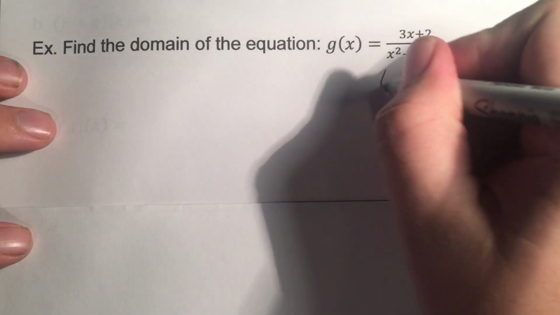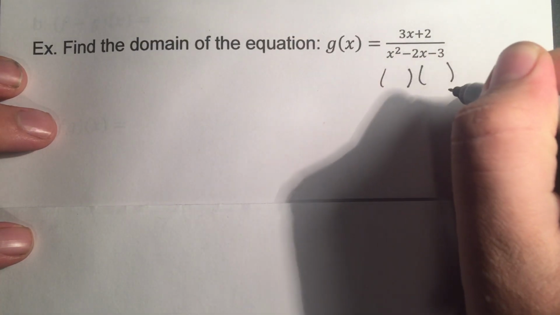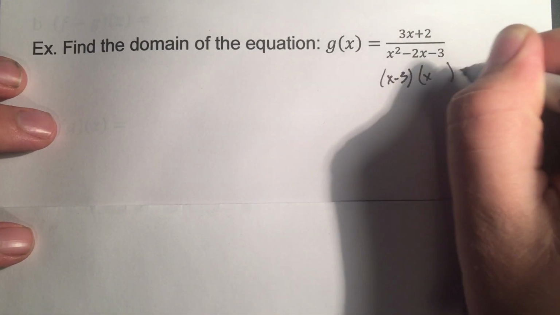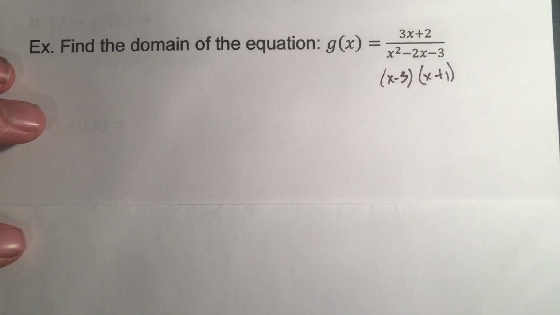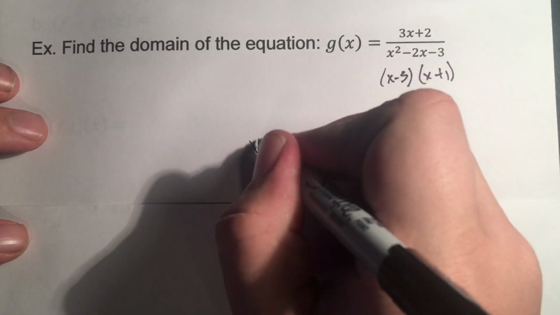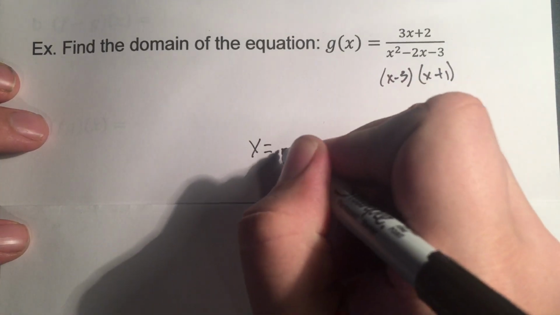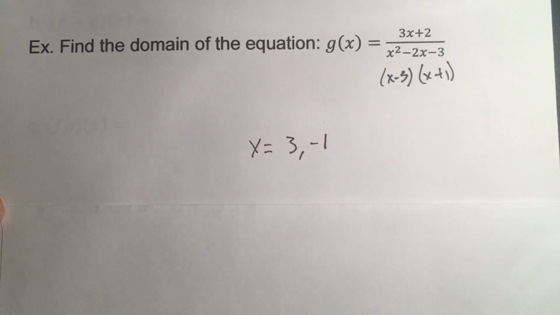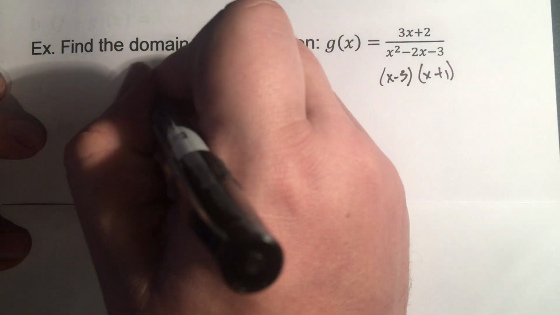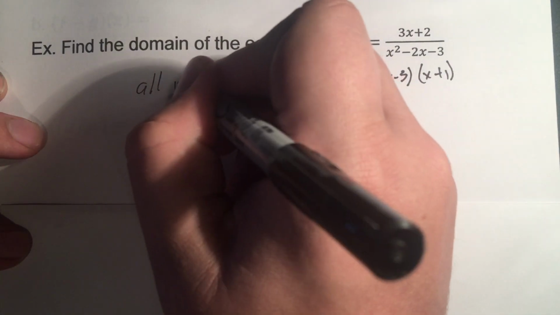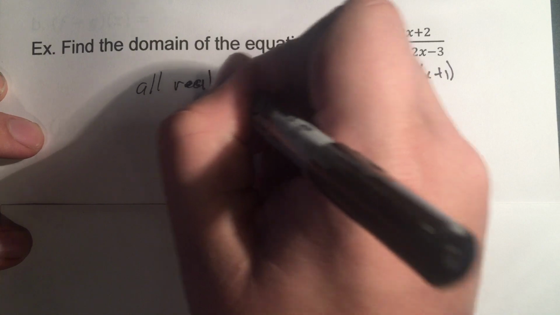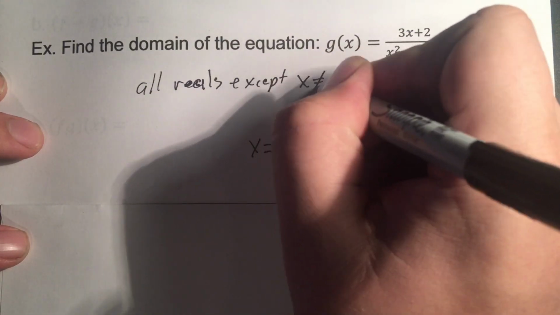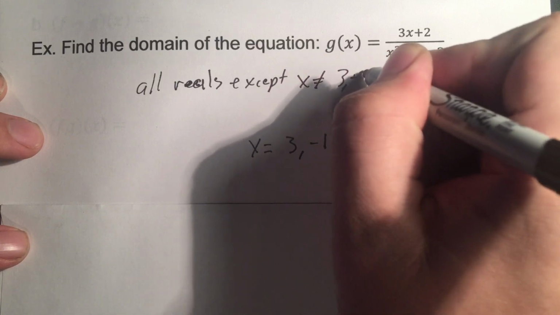So, if we factor this out, we're going to get x minus 3 and x plus 1. So, if we solve those, x would equal 3 and negative 1. So that's what we have to restrict the domain. So it would be all reals except x cannot be 3 or negative 1.